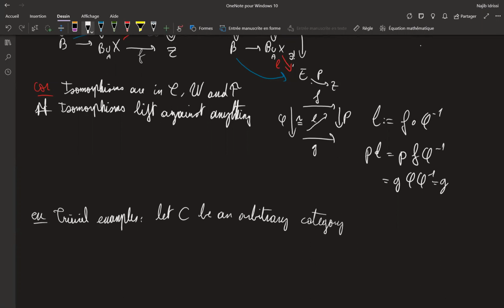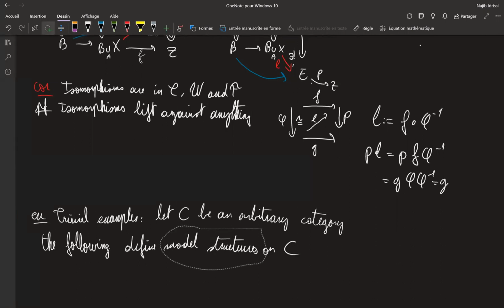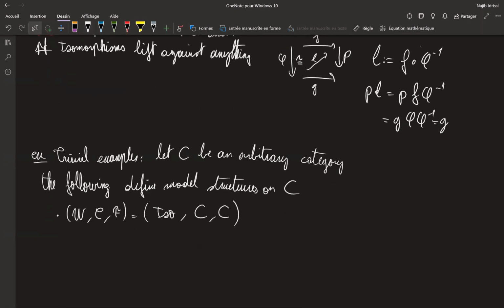One can check that the following define model structures on C. All right, so maybe I said it at some point, but a model structure is a way of saying three classes of morphisms which satisfy the axioms of a model category, right? So the first one, W, C, F: you take all isomorphisms for W, and then fibrations and cofibrations are anything.